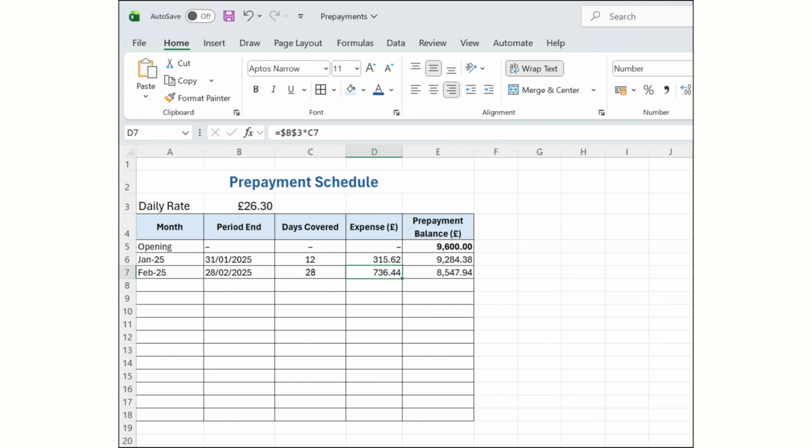£736.44 is the February insurance expense that appears in the profit and loss. This expense is recognised whether or not the invoice has been paid. This reinforces the accrual principle. The prepayment balance is simply the opening prepayment minus January expense and minus February expense. £8,547.94 is the balance sheet figure at the end of February.